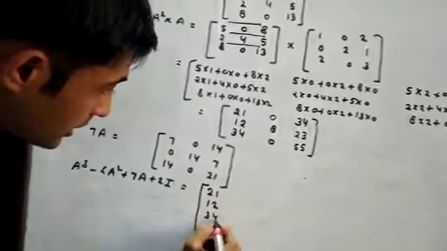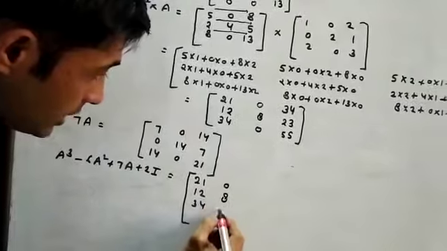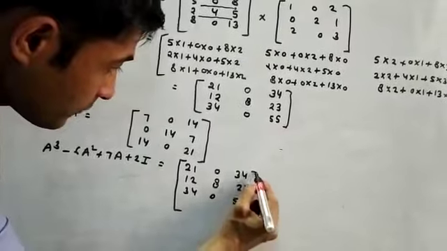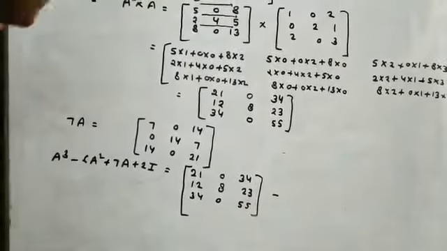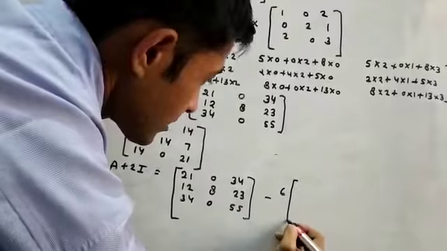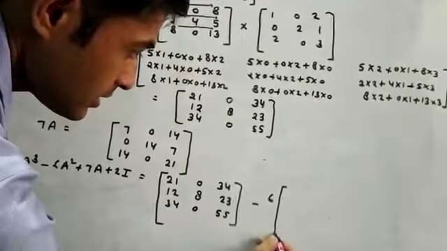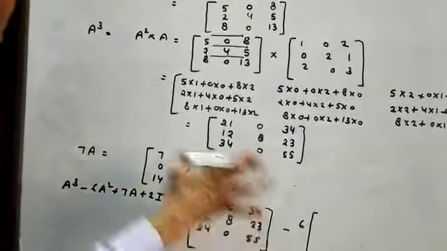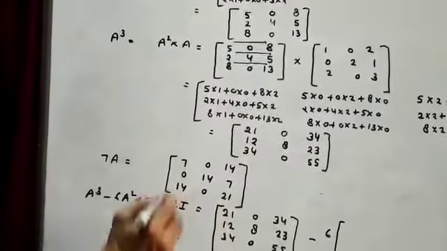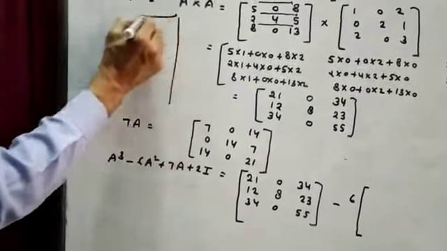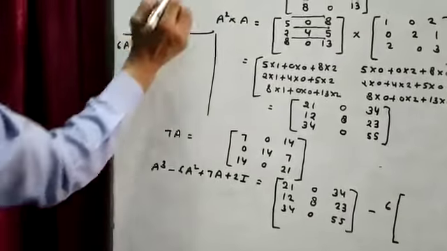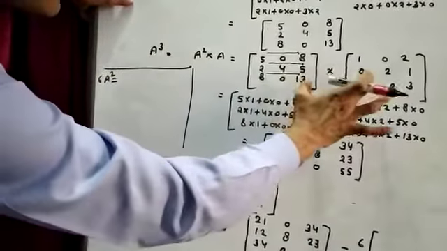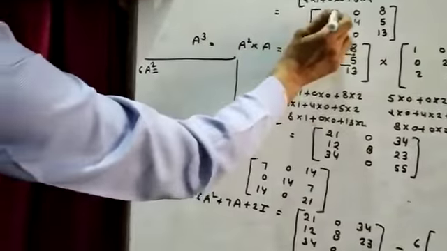21, 12, 34, 0, 8, 0, 34, 23, 55 minus 6A square. I want to multiply by 6 in this A square, so every element. A square is this matrix, so we multiply 6A square. The matrix will be multiplied by 6.